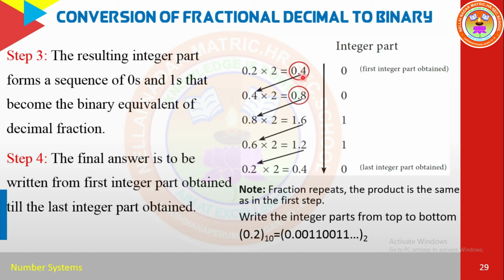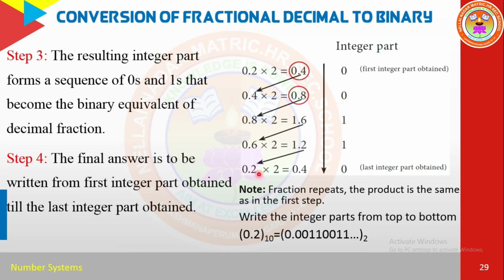This 0.4, so how can we write it? We can write 0.4, right? So 0.4 into 2, again we get 0.8. Now the same thing: write the integer part here, and take the fractional part to the next step. So 0.8 into 2 is 1.6. Now this 1.6, the same thing: write the integer part 1 here, and take the 0.6 alone to the next step. So 0.6 into 2 is again 1.2. Again write the integer part here and take the fractional part 0.2.